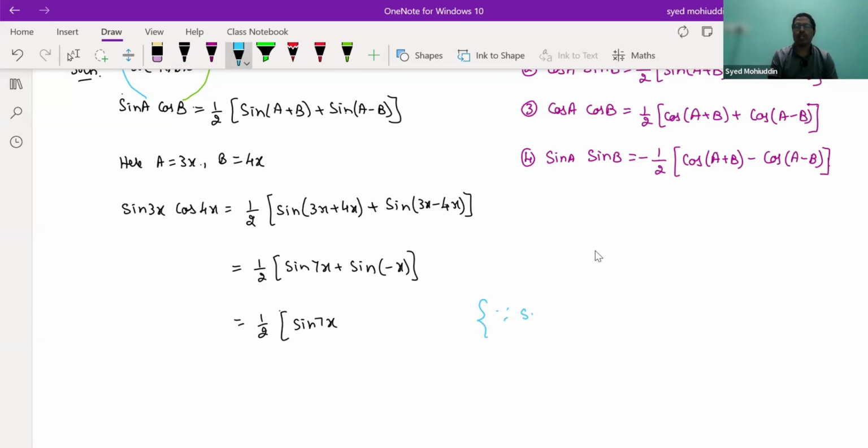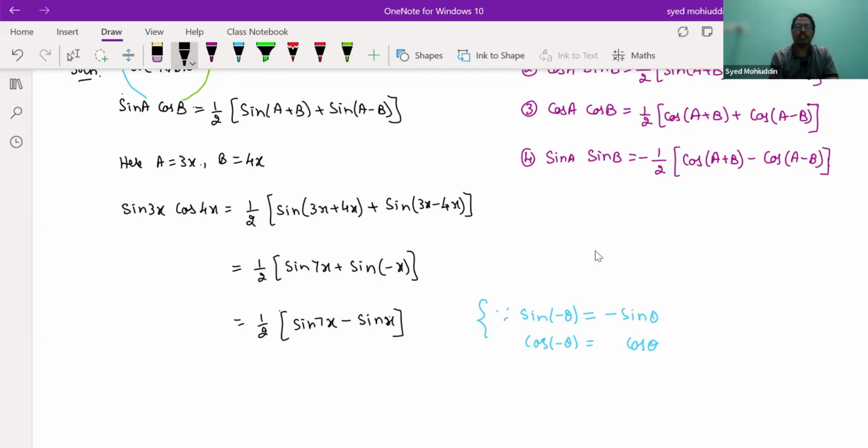We know this value, that is sine of minus theta. Sine of minus theta will be minus sine theta. For sine, minus will come, whereas for cos, cos of minus theta will be only cos theta. So here you are having sine theta, therefore minus will come outside. If minus comes outside, minus into plus will become minus. So we'll be getting minus sine of x.